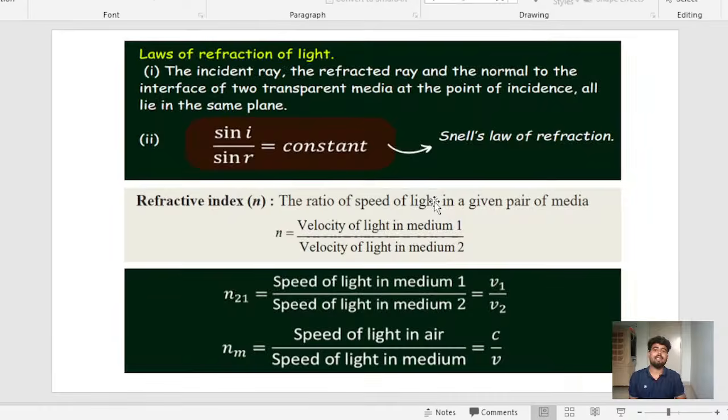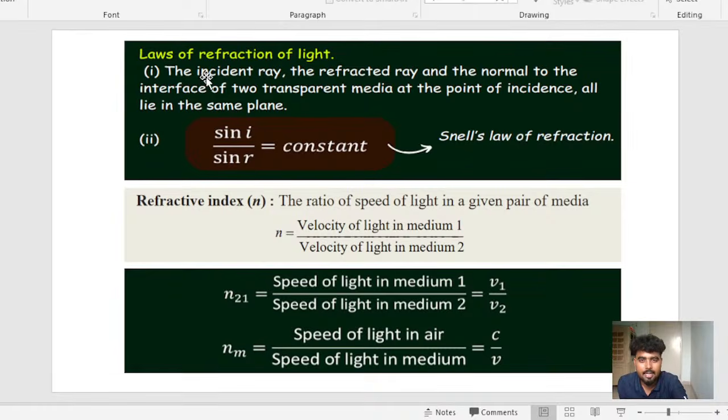Now we are moving to the laws of refraction of light. What are the laws of refraction of light? We should know about this angle. Sin i divided by sin r is equal to constant. This formula represents Snell's law of refraction. Sin i, what is sin i? Sine of the angle of incidence divided by sine of the angle of refraction is called Snell's law.